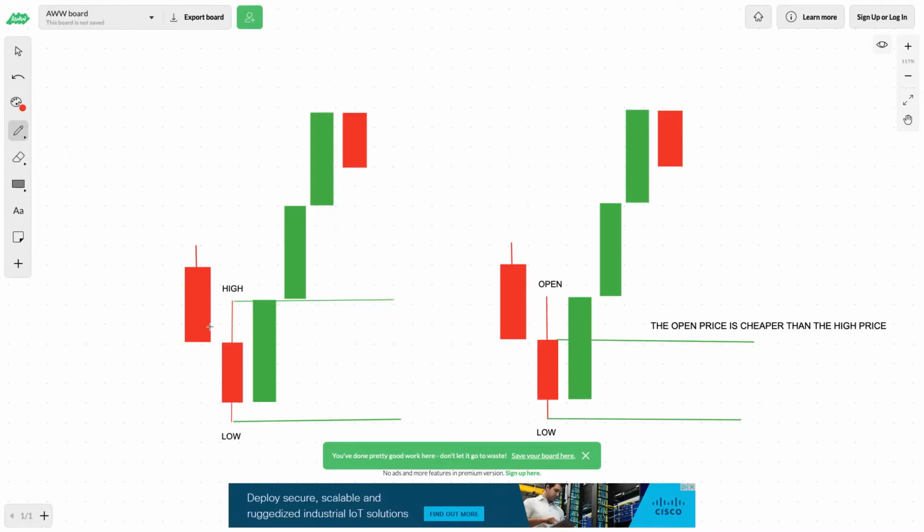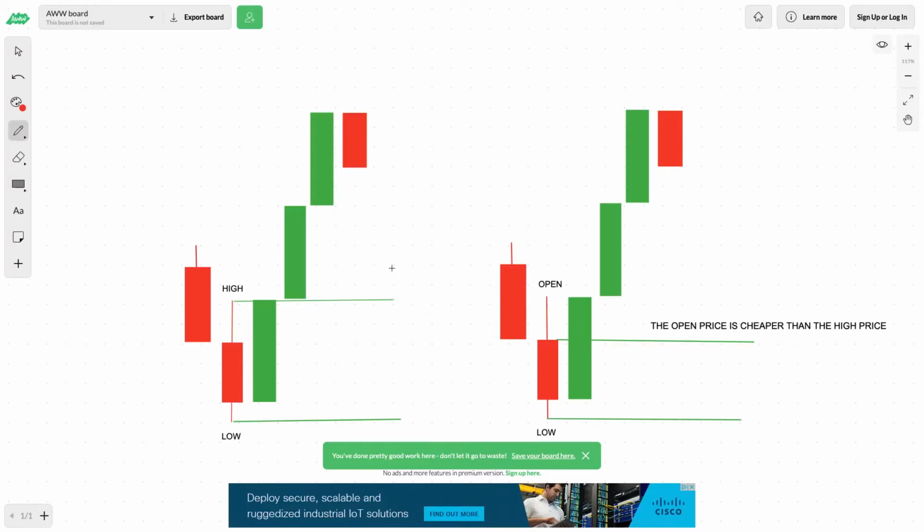Many traders will tend to draw their demand zones from the last bearish candle's high wick price to the low price, and this is where the demand zone will be. In comparison, I will draw mine at the candle wick open price to the low. So why is that? It's for this sentence here: the open price is cheaper than the high price. The open price is always cheaper than the high price.